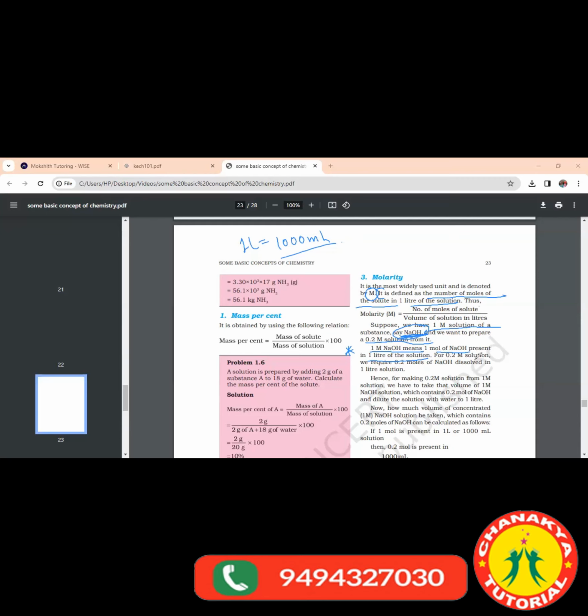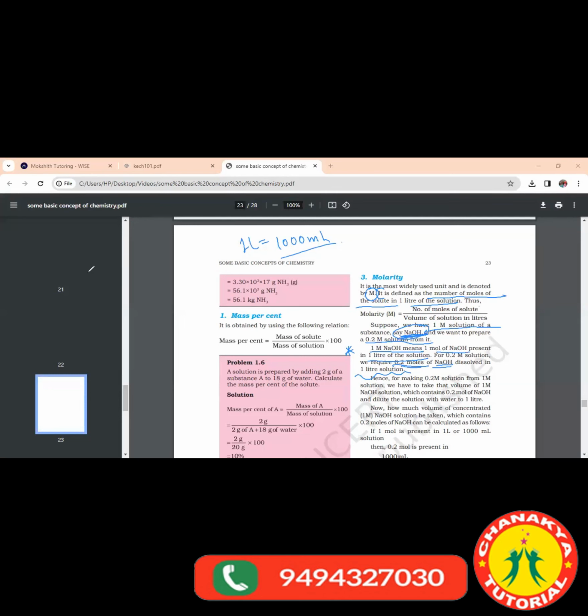Now, for 0.2 molar solution, we require how many moles? 0.2 moles of NaOH. Correct? That should be dissolved into 1 liter of solution. Clear? For that reason, what are you going to do? We have to make 0.2 molar solution from 1 molar solution. We have to take the volume of 1 molar NaOH which contains 0.2 mole of NaOH, and dilute the solution with water to 1 liter.